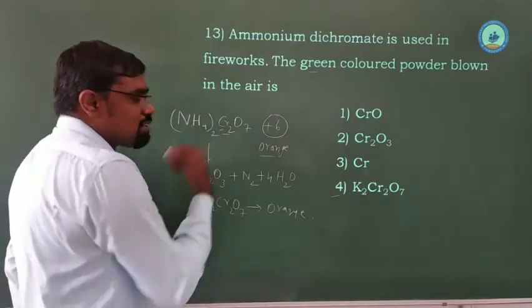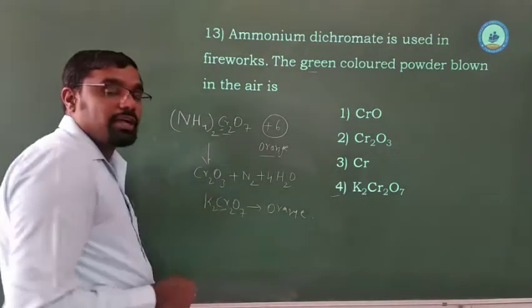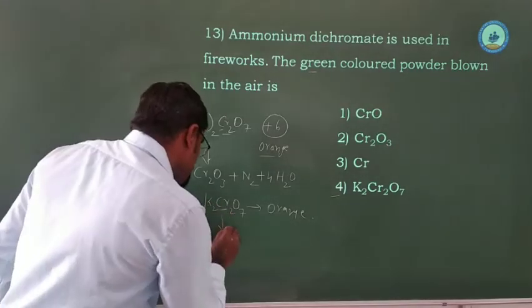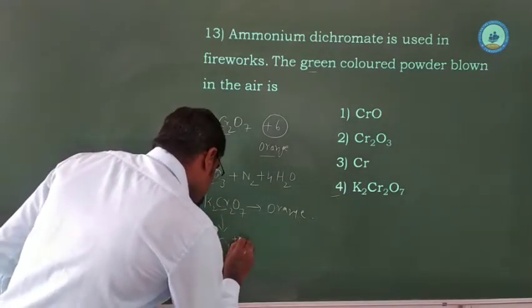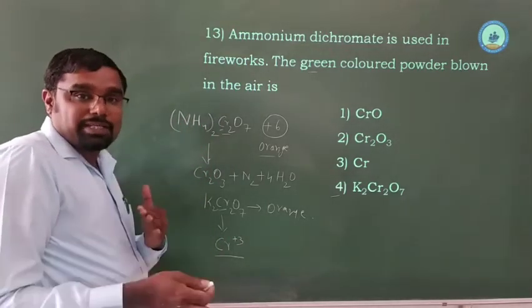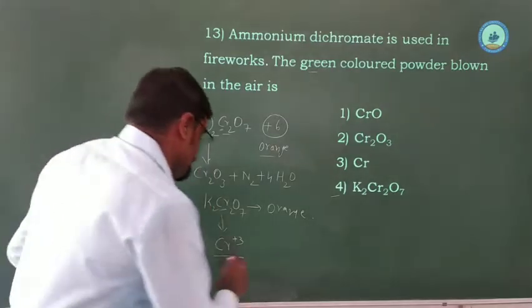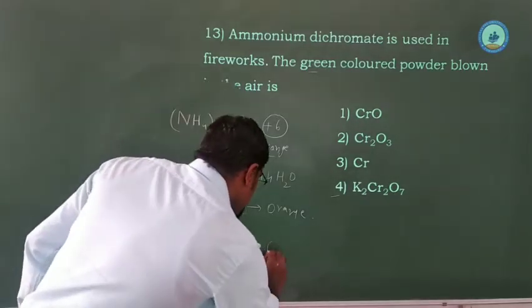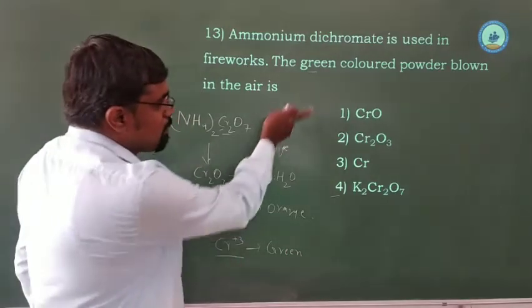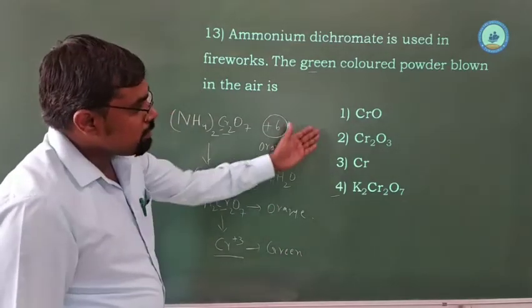Here the +6 oxidation state in the dichromate is converting into green color. So you should not forget that one. In the green color, the chromium is present in the +3 oxidation state. So that +3 oxidation state is the green color. Then you see that +3 oxidation state in these examples.